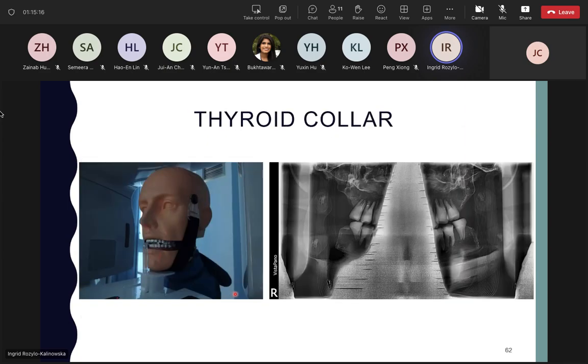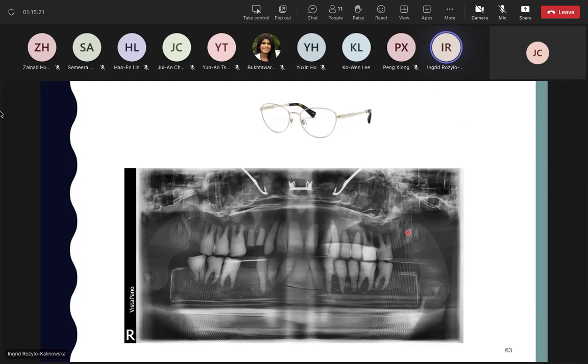And this is a radiograph with a thyroid collar, so of course it's useless in panoramic radiography. I did not find any radiographs in our material with glasses, so definitely the radiographers remember that they should not keep the glasses during the exposure. So, as you can see, I took a radiograph of our phantom also with glasses.